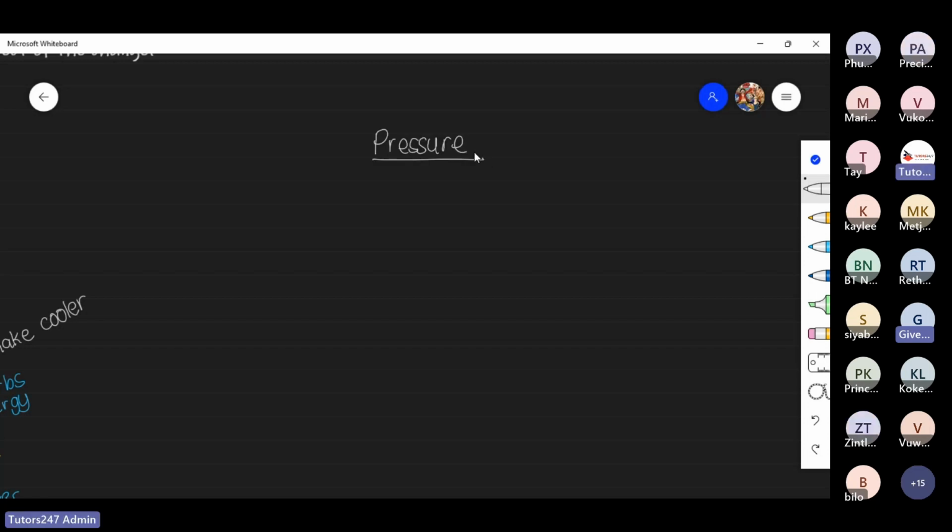Now, when we're dealing with pressure, something important to take note of is that you are basically just looking at which side is bigger or which side is smaller. Okay, that's the general idea of what's going on when dealing with pressure. So let's say we've got this reaction, okay? We've got N2 plus 3H2, and that is going to give us ammonia.